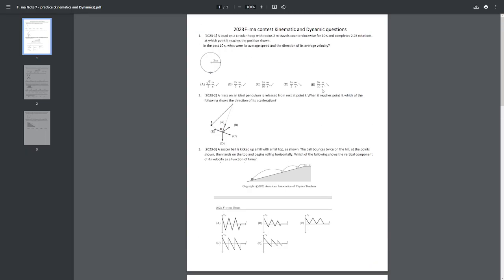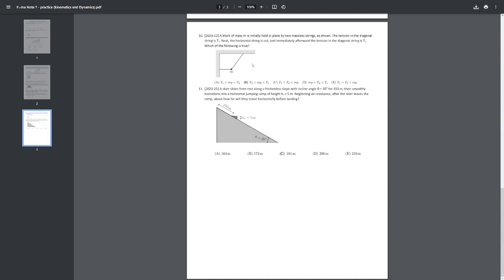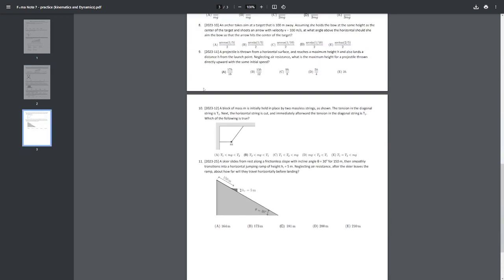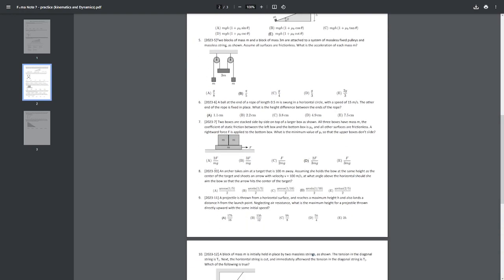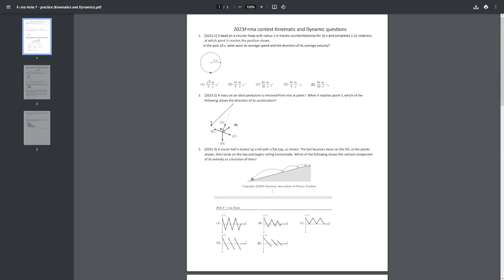Alright, so these are all questions that were taken from the 2023 FMA exam. You can even see them all labeled here. The first 7 questions are literally verbatim, and then we have a few skips, but it's quite nice.